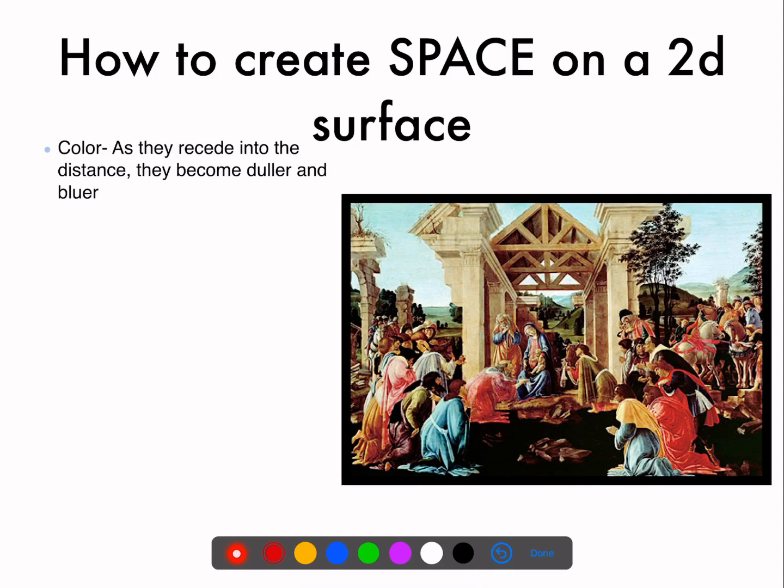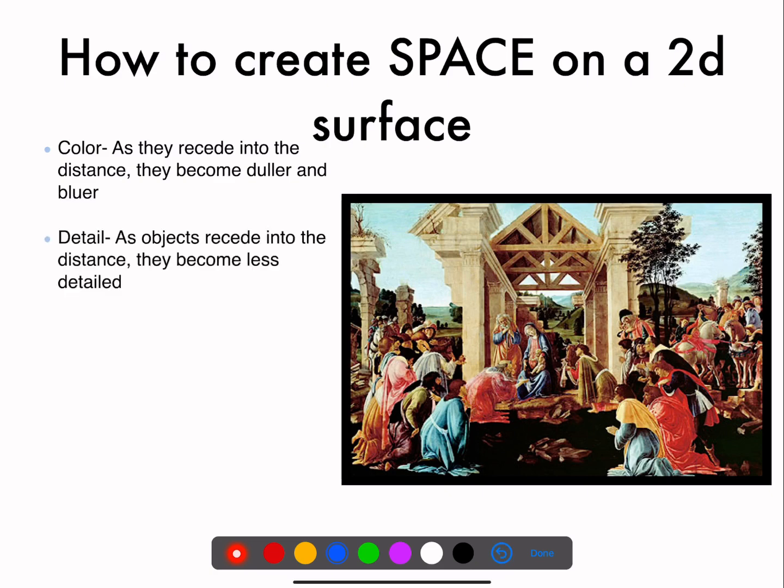As things recede into the distance, they become duller and bluer. So if we look here at the mountains in the background, you're going to notice that they are a lot lighter in value than this giant hill in the foreground. There's also a shift in value, color. This mountain is a lot more blue than this one, and that's because there's water in the atmosphere, and so it tends to make things look more blue as things recede into the distance.